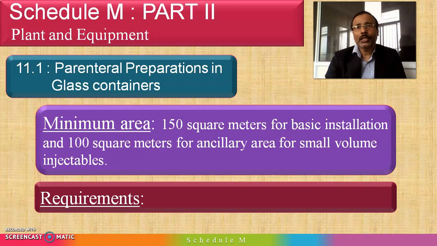sterilizer, then storage equipment for ampoules, vials and bottles, then SS benches, tools, then dust-proof storage cabinet, then mixing equipment, mixing tank, filtration equipment, then sealing machine, then the air laminar flow, then specific workstation, then steam sterilizer, hot air sterilizer, storage cabinet, visual inspection unit, then batch coding machine, then labeling unit, etc. So these are the requirements which come under the parenteral preparation.